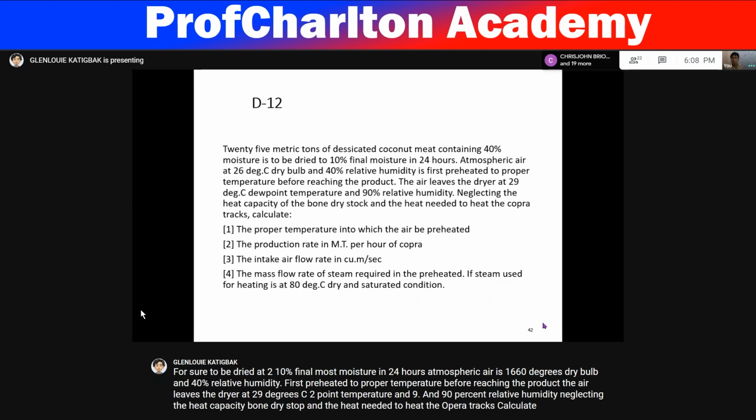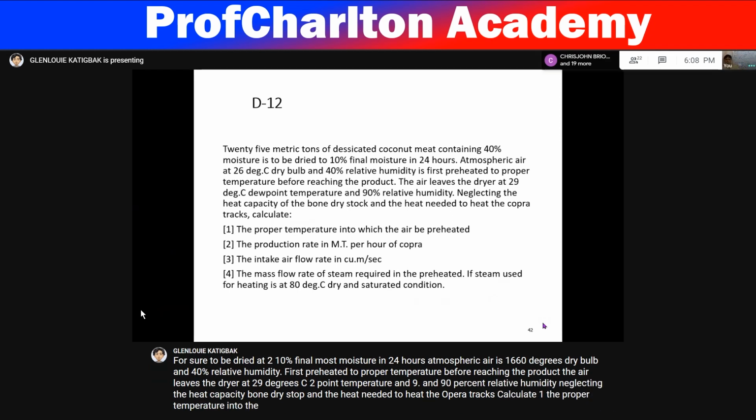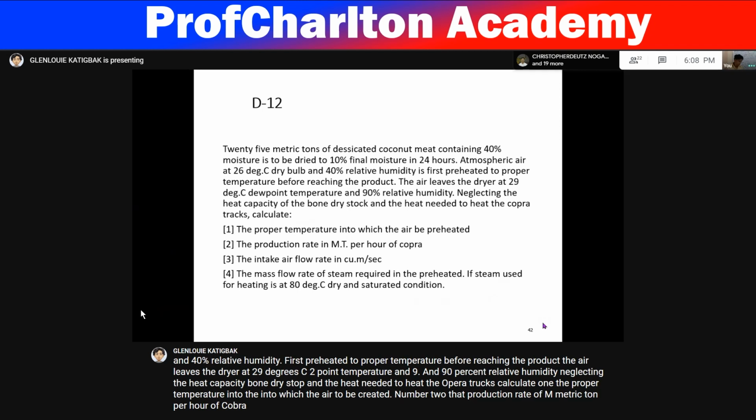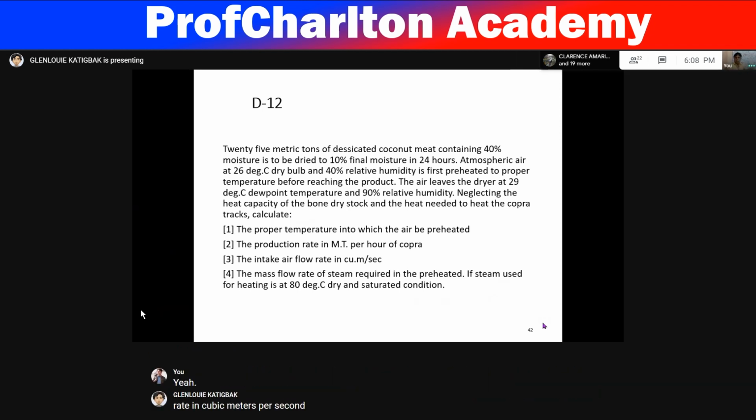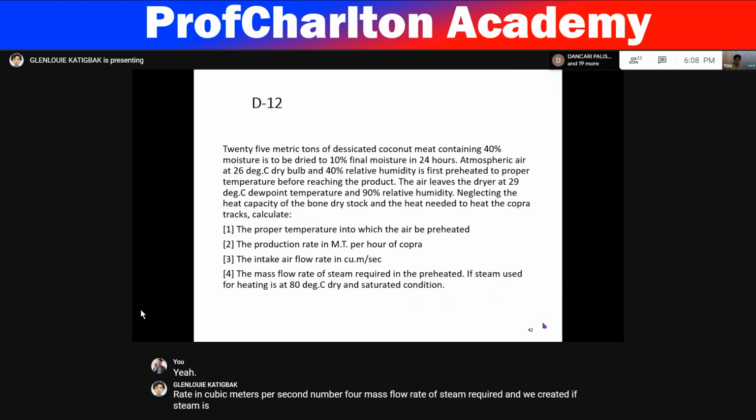Calculate: 1. The proper temperature into which the air is to be preheated. Number 2. The production rate in metric tons per hour of copra. 3. Intake flow rate in cubic meters per second. Number 4. Mass flow rate of steam required to preheat the air, if steam used for heating is at 80 degrees dry bulb temperature with saturated condition.